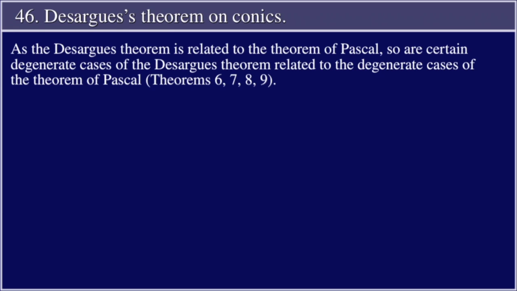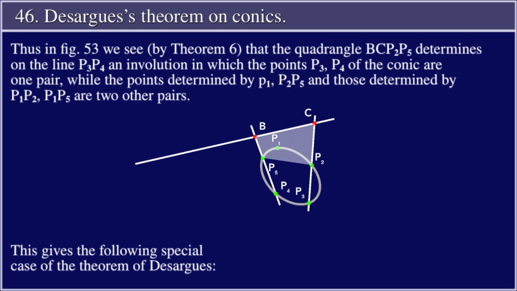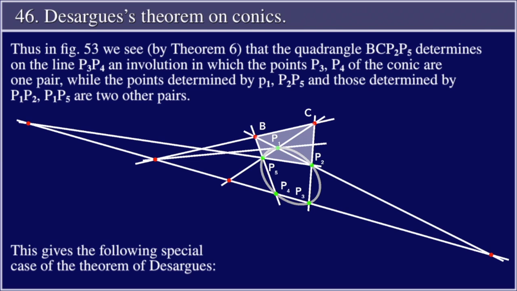Theorems 6, 7, 8, and 9. Thus, in figure 53, we see, by Theorem 6, that the quadrangle BC P2 P5 determines on the line P3 P4 an involution in which the points P3 P4 of the conic are one pair, while the points determined by the line P1 and P2 P5 and those determined by P1 P2, P1 P5 are 2 other pairs. This gives the following special case of the theorem of Desargues.